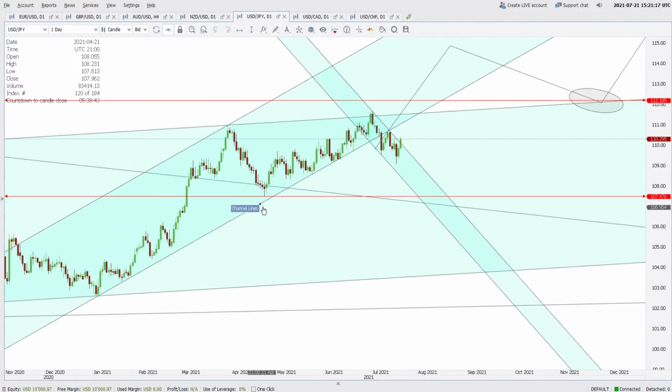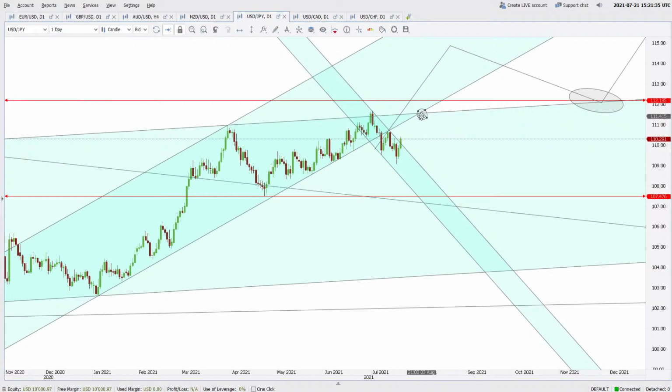See, this rising trend line or the channel support line will be acting as a resistance to the price now, and also this channel's top line is going to act as a resistance, and in fact the price is going to enter a confluence of resistance here.